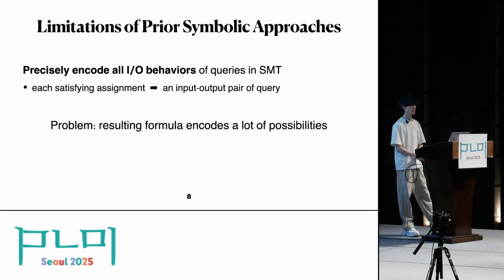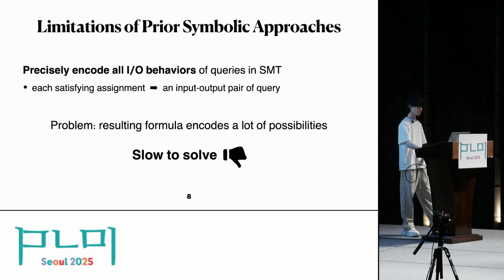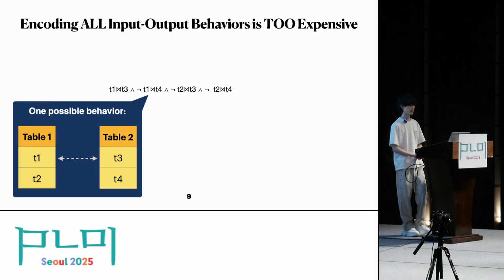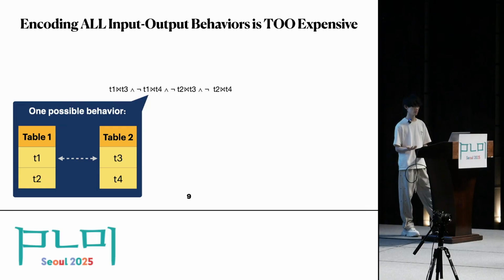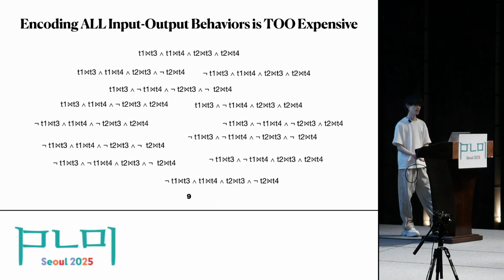However, the limitation of approaches like this is that precisely encoding complex operators like join may lead to many possibilities. There are exponentially many ways that the tuples from input tables can be matched and joined, depending on which tuple pairs satisfy the join condition. This makes the formula very hard to solve. Here, we show one possible way that the join operator can behave, where exactly one pair of tuples from two input tables satisfies the join condition and will be joined. However, precisely encoding the join operator requires us to capture all possibilities, which can be a lot and makes the solving very expensive.